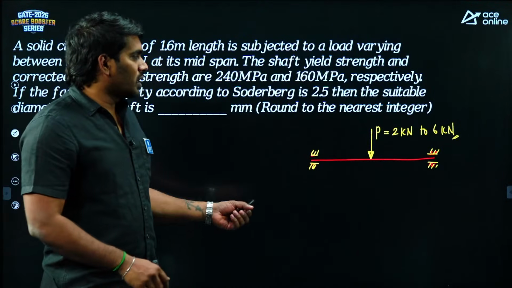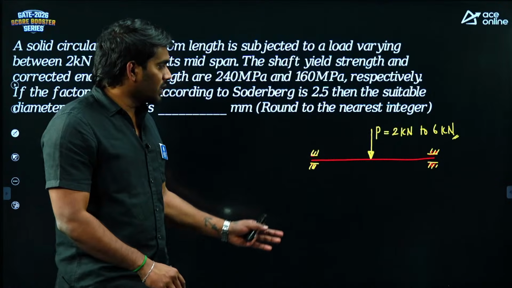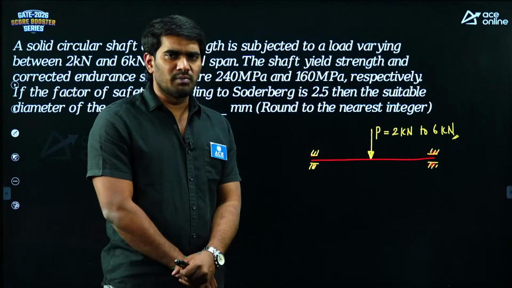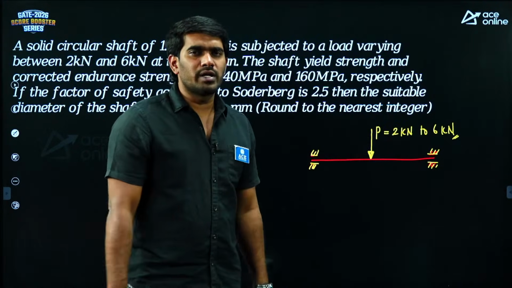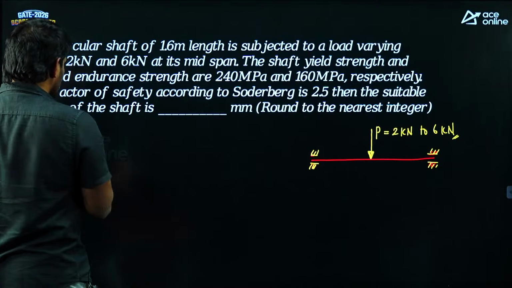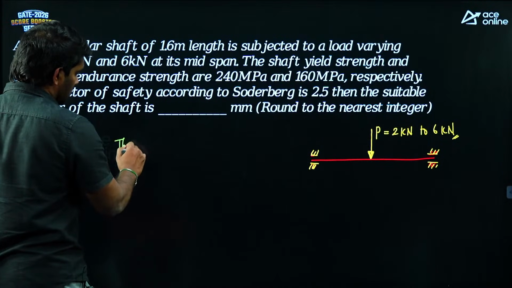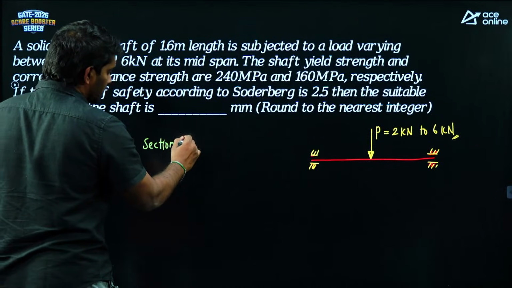Here, first we need to identify what is the critical section. The critical section is the section of loading, just below the load, where we have maximum load. As this is a critical section, we need to identify the maximum moment. So we can say that here the section of loading is critical.